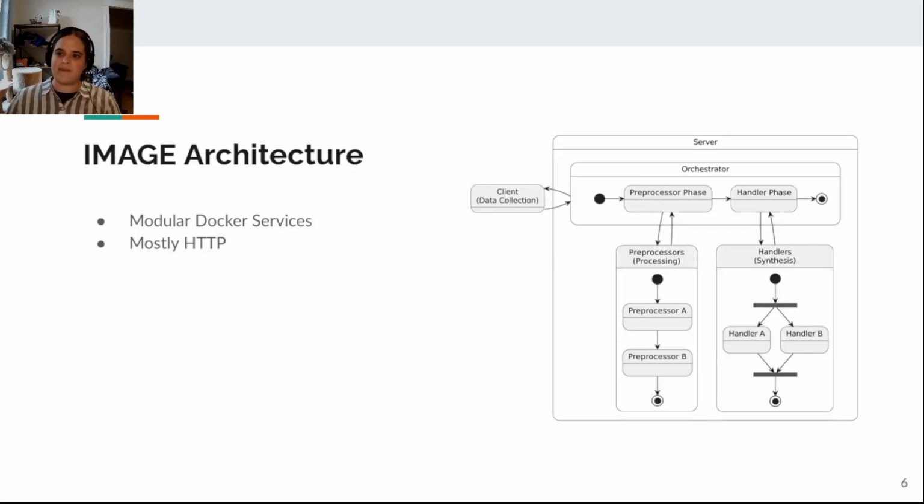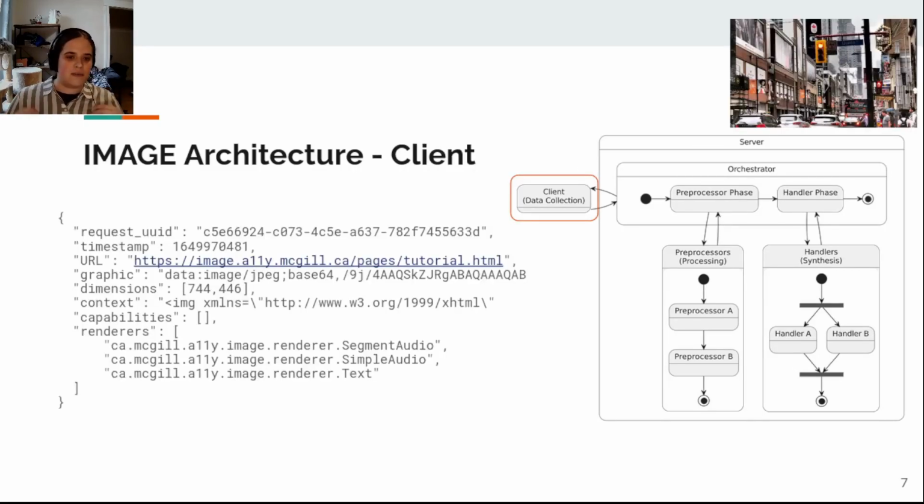The server is expanded to include three main types of modules. This may seem a little overwhelming at first, but I'm going to be stepping through all of these modules. I also just want to note that all of these modules are Docker services communicating with each other over HTTP, with one exception that I will point out when we get there. So let's start at the beginning: the client, the browser extension.